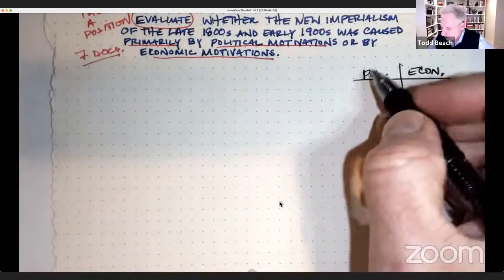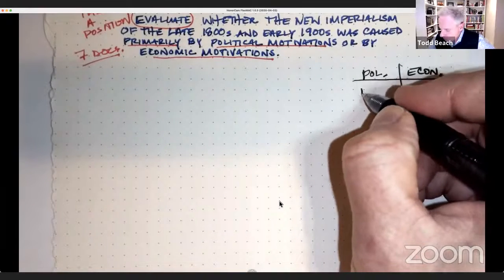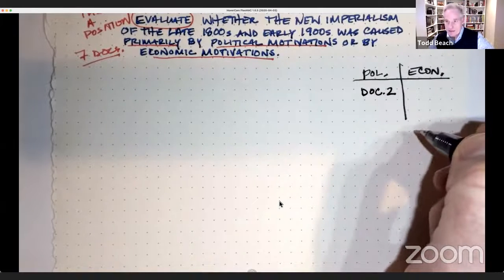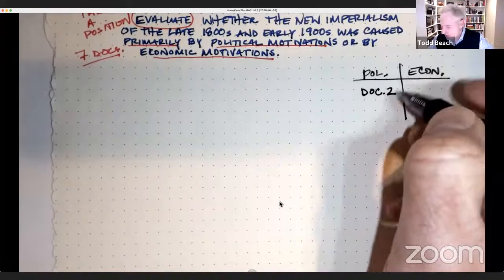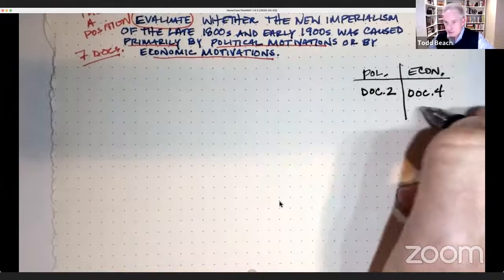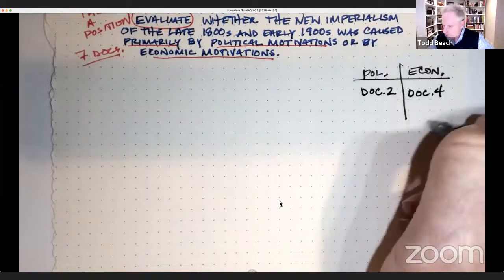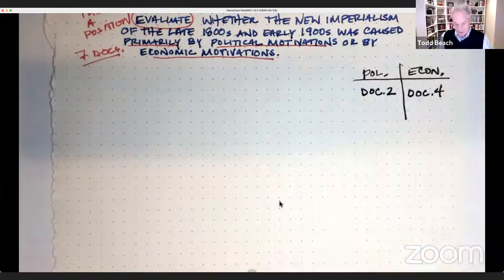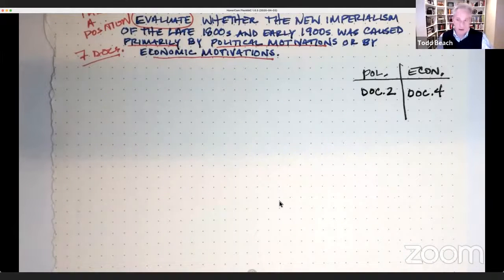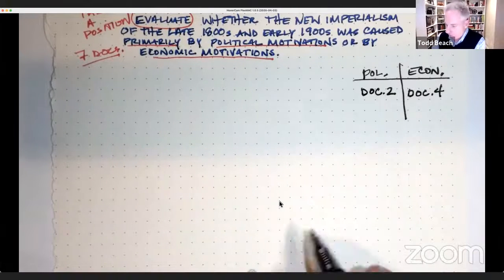And then as you decide, and I'm just going to put this down as an example, you're going to say, oh, maybe Doc 2, I think, is a political motivation. I'd put it on that side of the T-chart. And again, as an example, I think Doc 4, for example, is an economic motivation. And you kind of populate your T-chart. It helps you organize and carefully read the documents, but then it helps you think, okay, which of these arguments am I going to make? Because now I've got a T-chart and I've got it figured out which of the documents I can put down to support the claim I'm going to make.